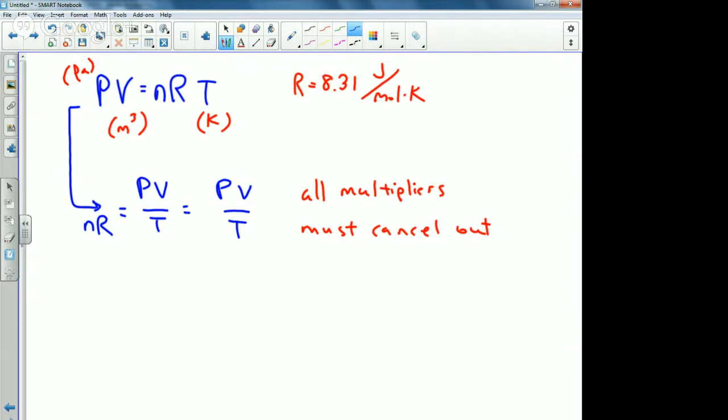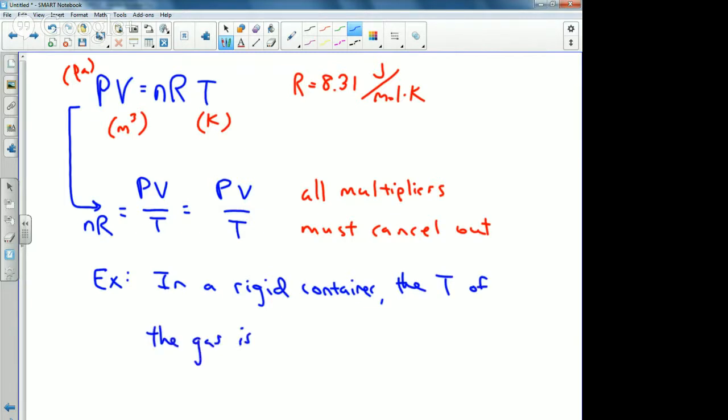I'm going to do one easy PV over T question, and then I'll do two harder ones. Example. Again, you can choose to write it down or not, it doesn't really matter to me. In a rigid container, the temperature of the gas is decreased to 1/3 its original value.